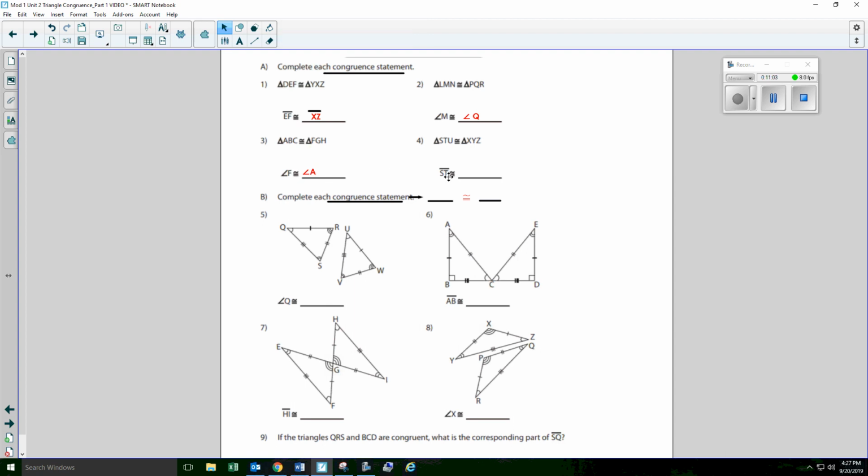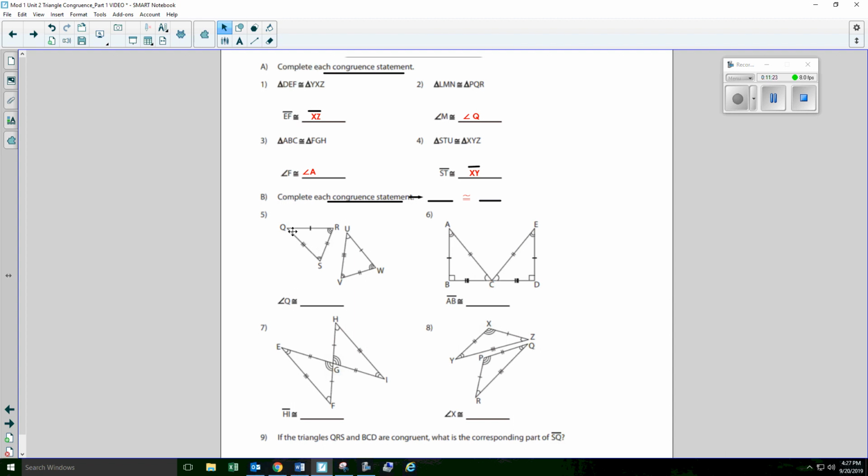Okay, now we're back to a side again. Side ST corresponds with side XY. It's a segment, so I have to have a segment bar above it. It should be easy. You're going to get a worksheet doing all this yourself. I'm just giving you examples right here. Complete each congruent statement. So again, it's the same idea.